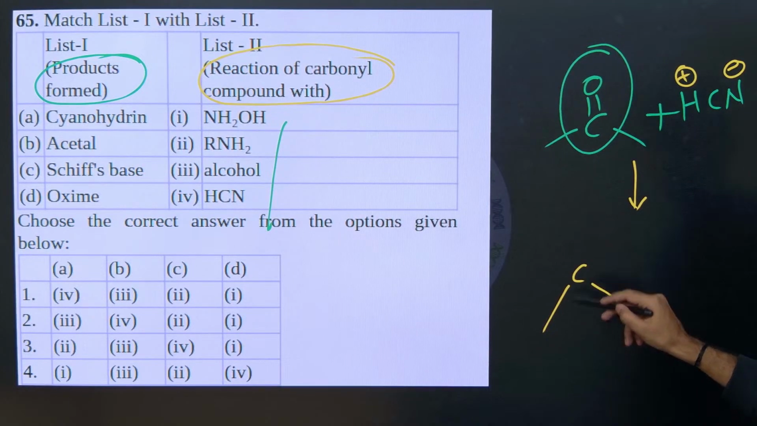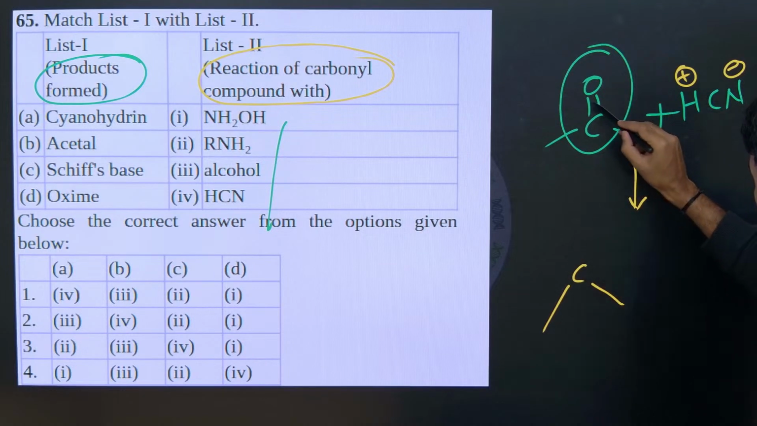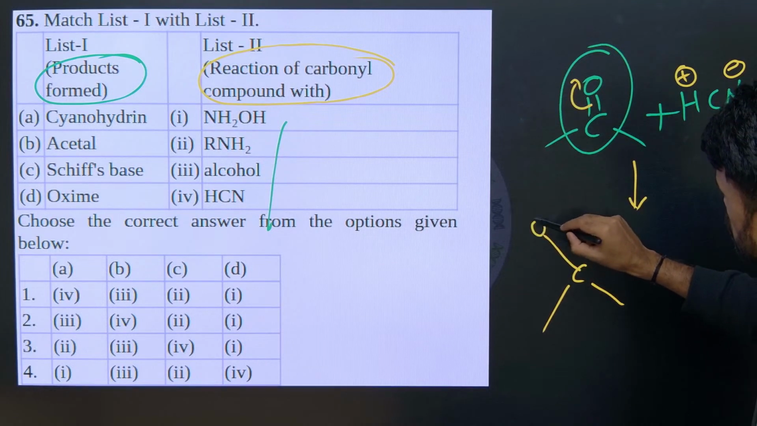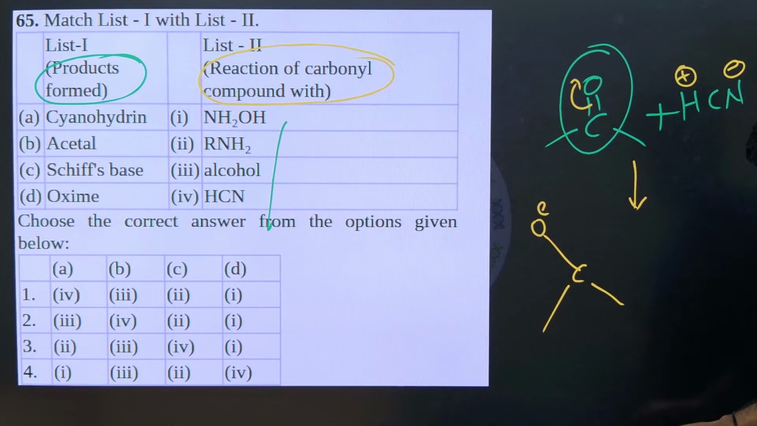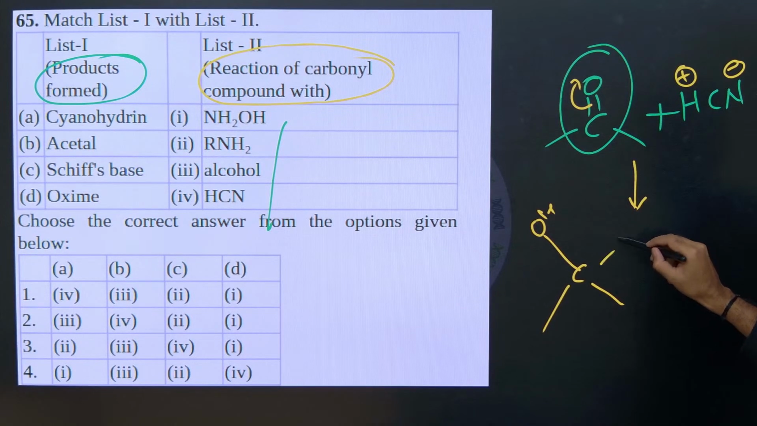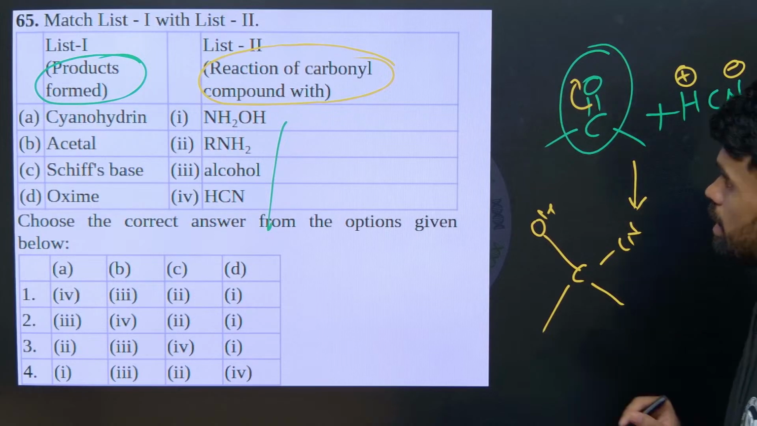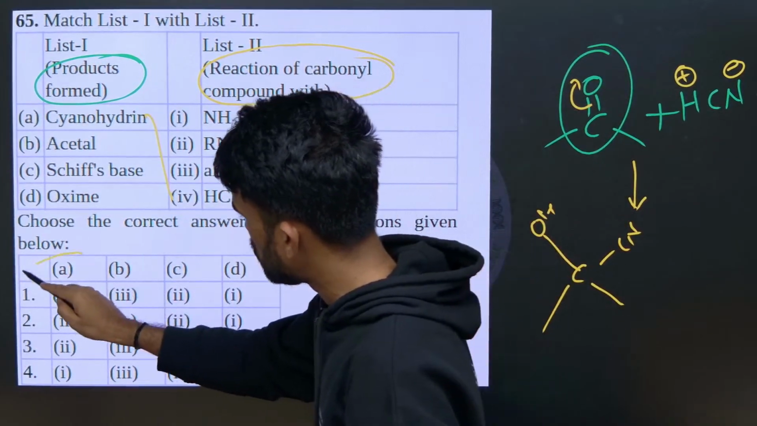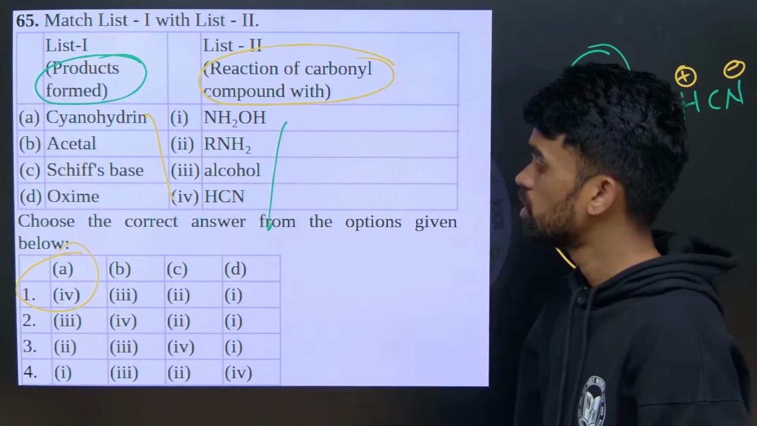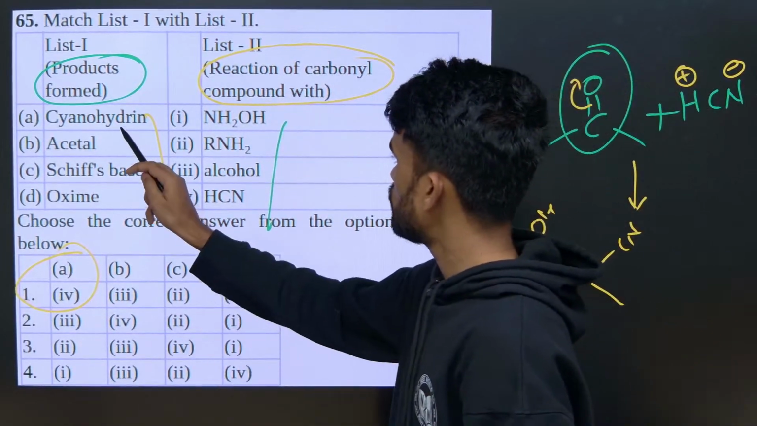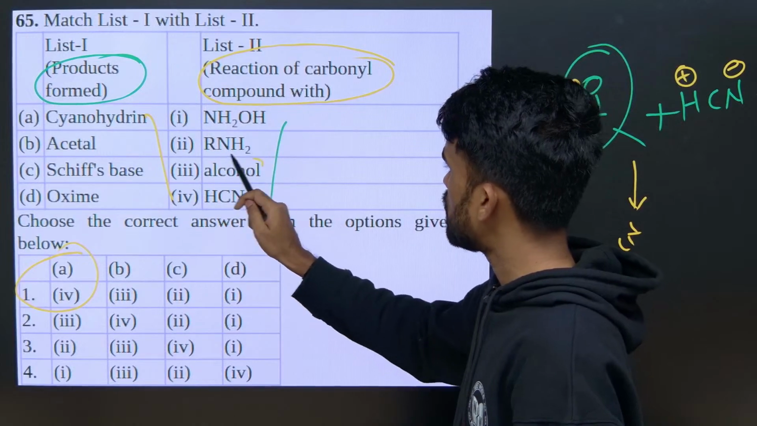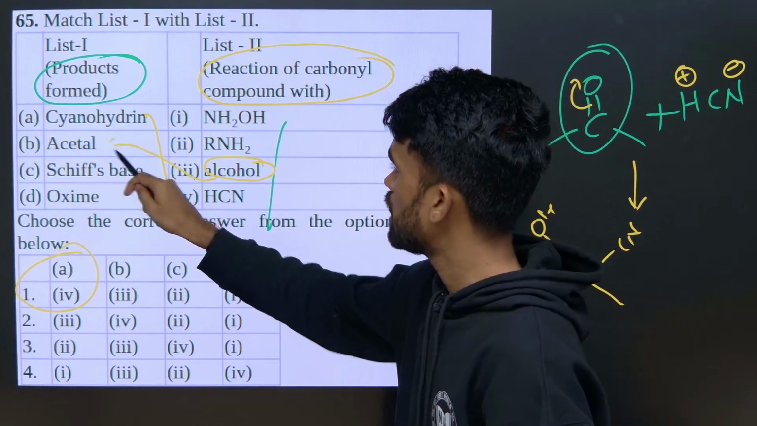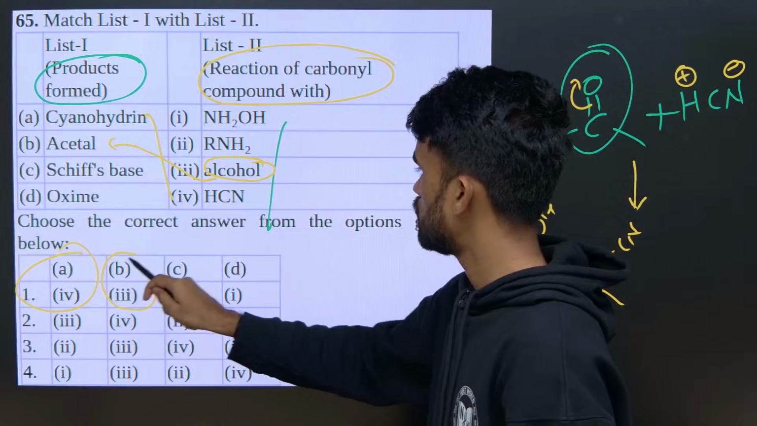So it means these are the carbonyl groups, alkyl groups. Here this goes upside, O negative, and this H forms OH and CN minus, like this. This is called cyanohydrin, A4. So do we have any option? A4, only one option is there, that is correct. Next, whenever carbonyl compounds react with alcohol, they result in the formation of acetals, so B3.